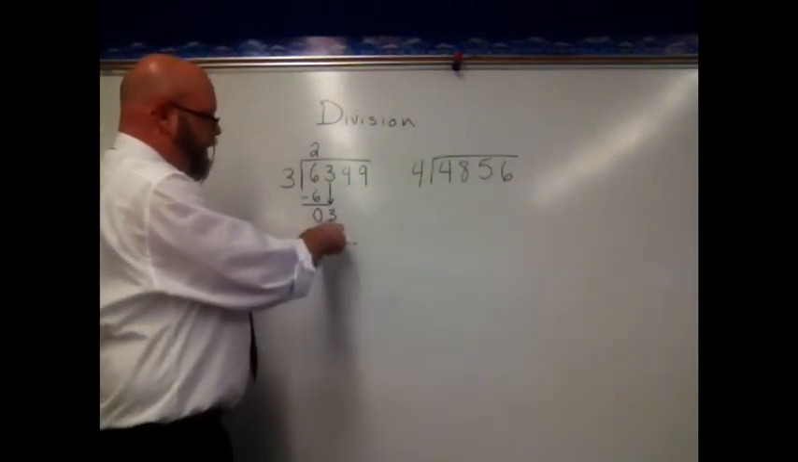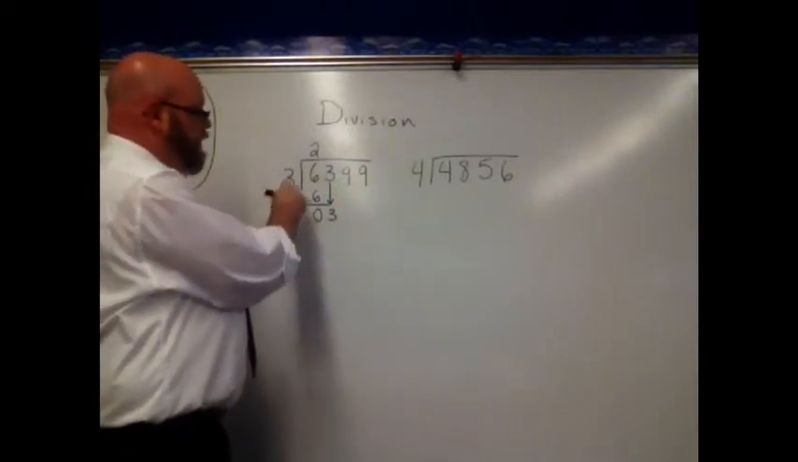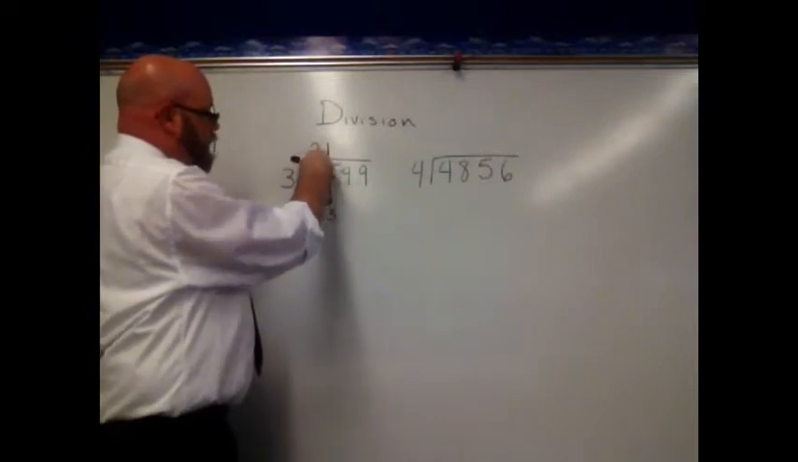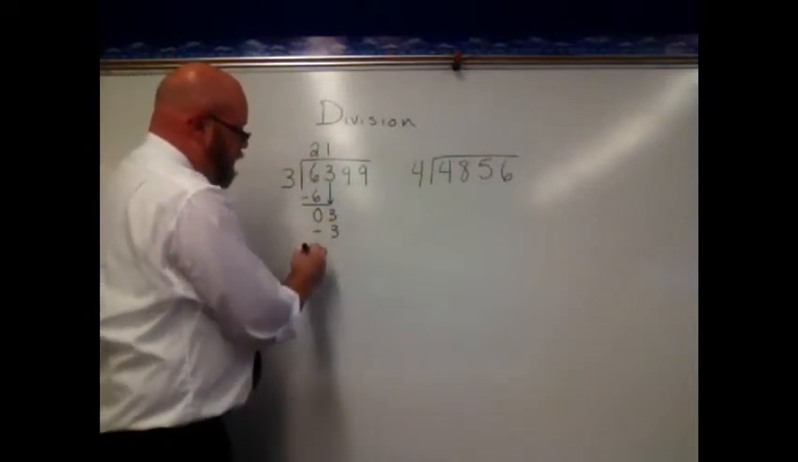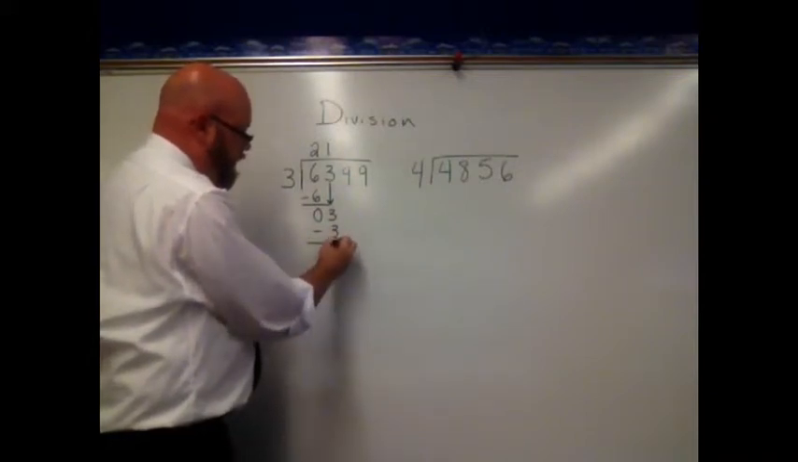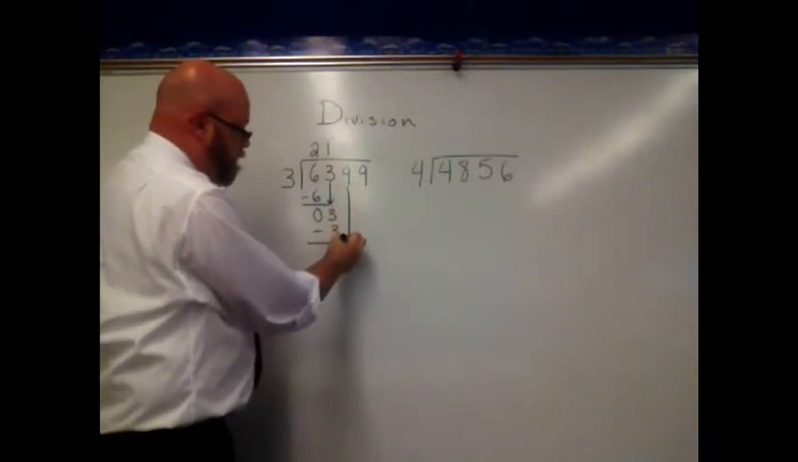Now I'm going to look at this problem. 3 divided by 3. Well, 3 divided by 3 is 1. 1 times 3 is 3. I subtract, and I get 0. Then I bring down this first 9.